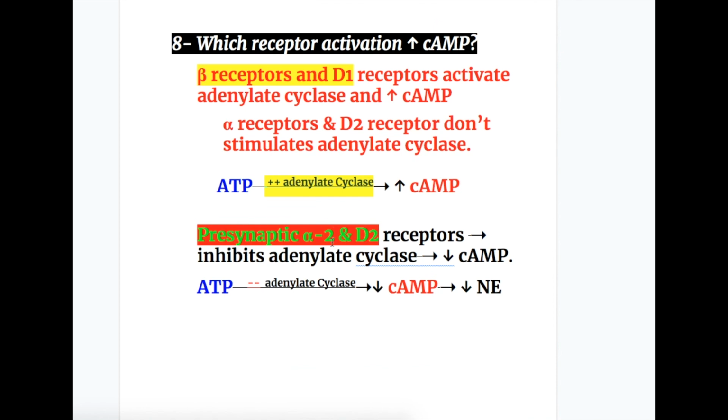Number 8, which receptor activation increases cyclic AMP? Beta receptors and D1 receptors activate adenylate cyclase and increase cyclic AMP. Alpha receptors and D2 receptors don't stimulate adenylate cyclase. Presynaptic alpha-2 and D2 receptors inhibit adenylate cyclase, which decreases cyclic AMP and decreases norepinephrine.